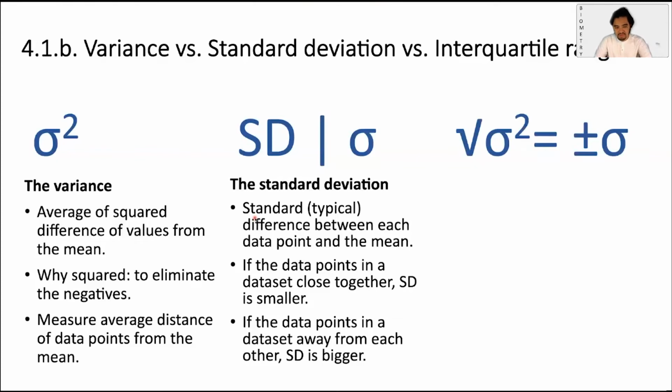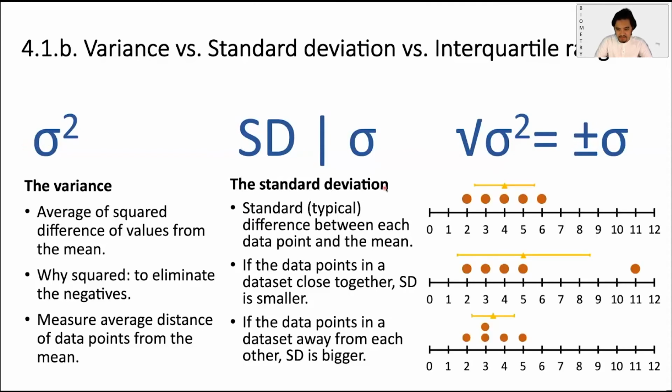And if you notice in terms of calculation, the symbol for standard deviation is sigma, but the variance is sigma squared. It's actually the square root of sigma squared. The way we calculate the standard deviation is by taking the square root of the variance. All right, so these are the examples.